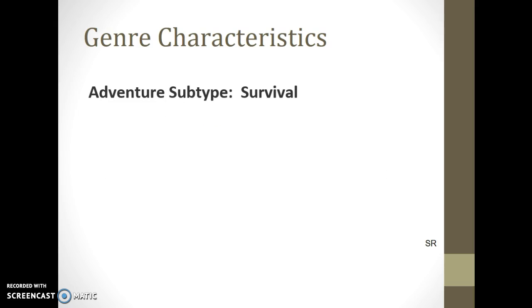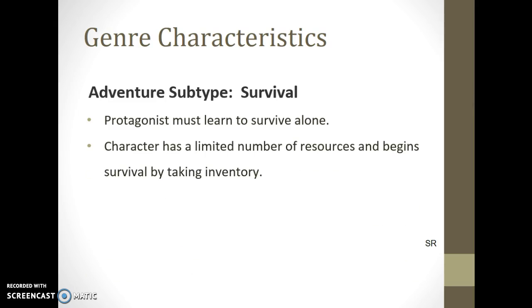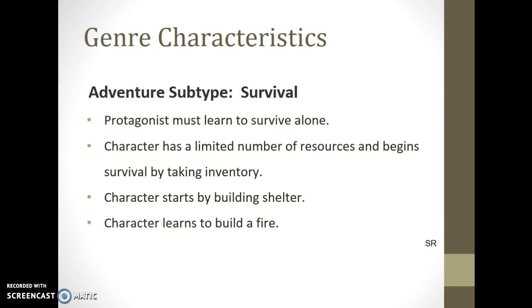Hatchet is part of the adventure subtype, survival. That is characterized by a protagonist who must learn to survive alone. A character that has a limited number of resources and begins survival by taking inventory. The character starts by building shelter. Then the character learns to build a fire.